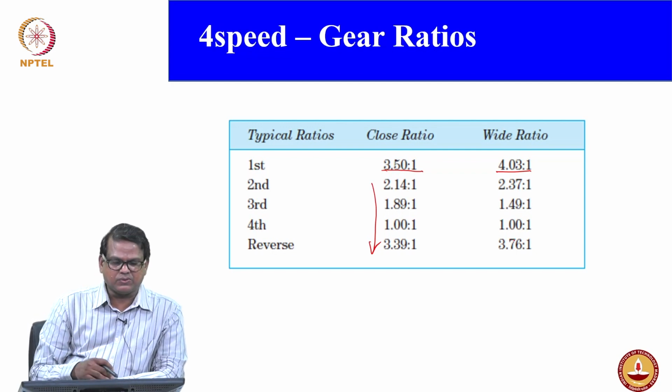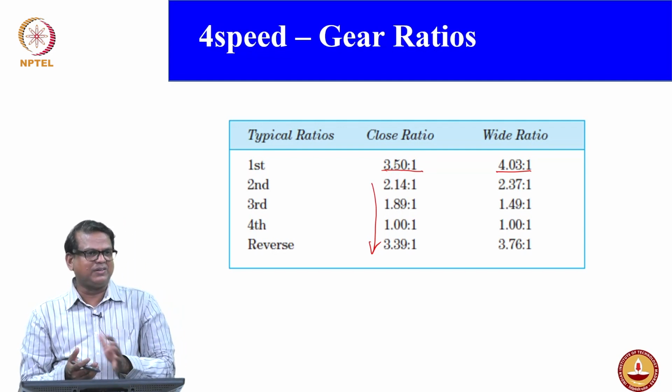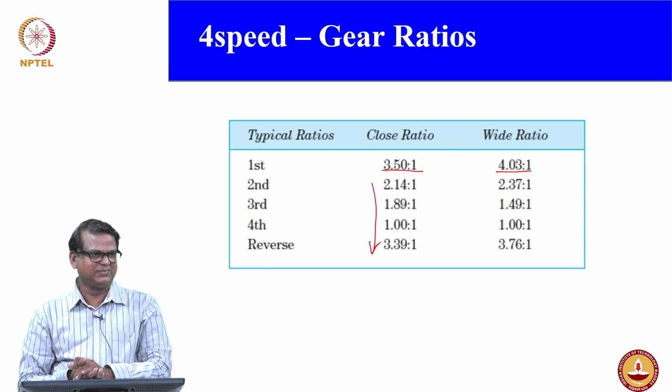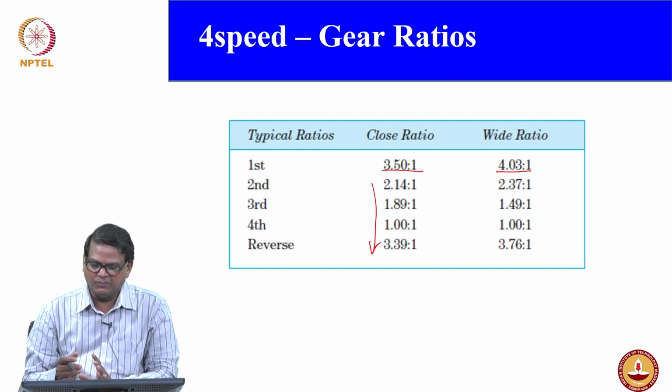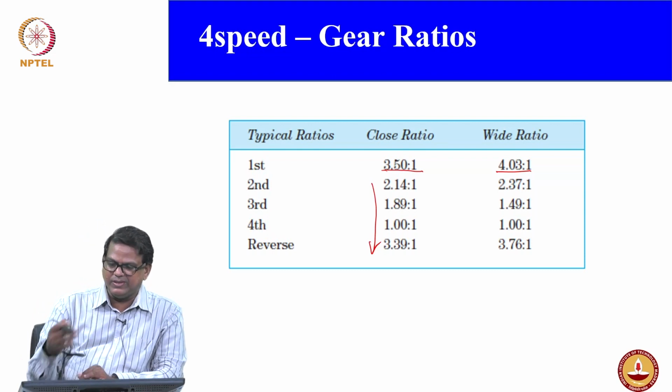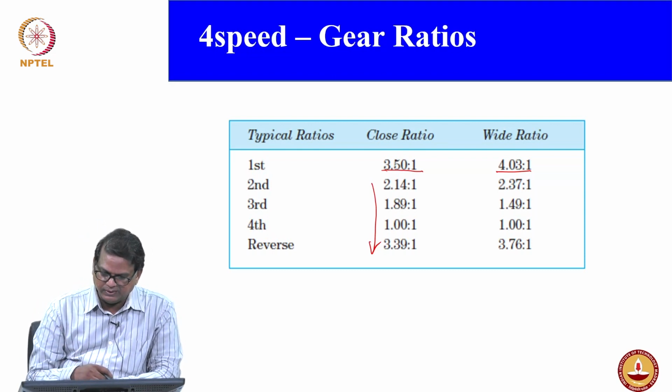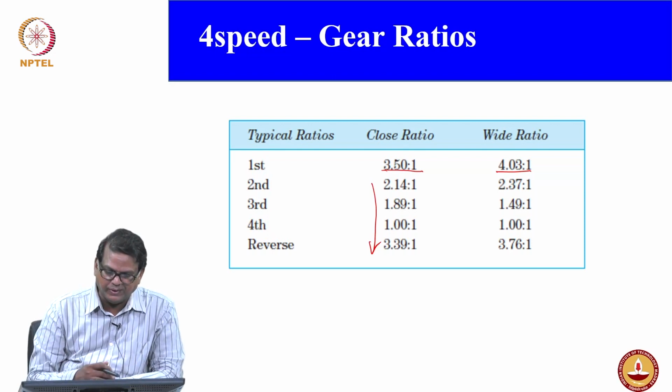The only difference is the closer ratio is usually for a passenger car, because you have to consider the traffic also, right? That is also very important, whereas the wider range is used for vehicles other than city-driven vehicles.